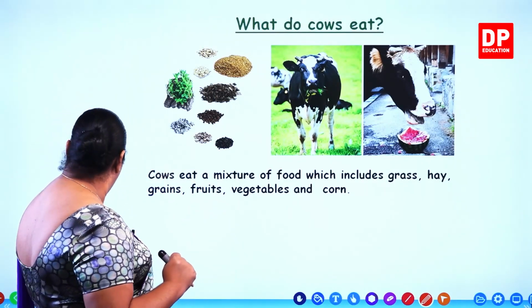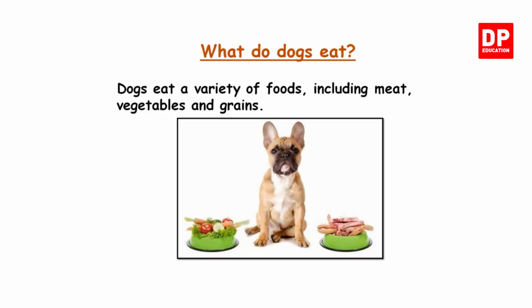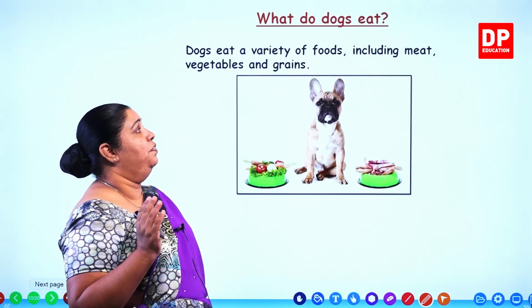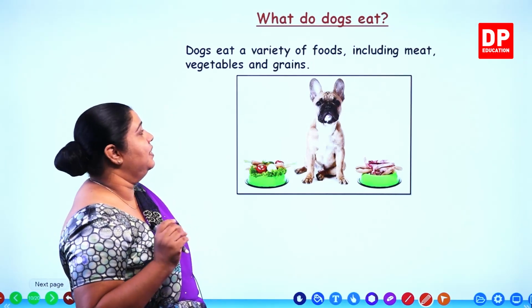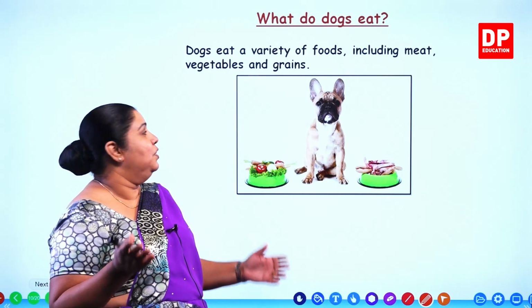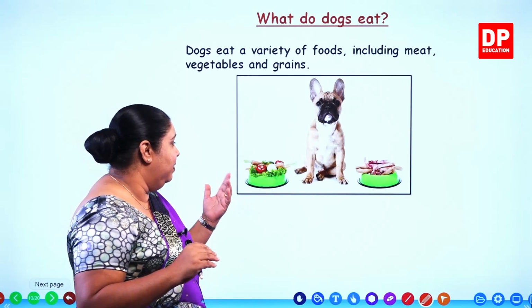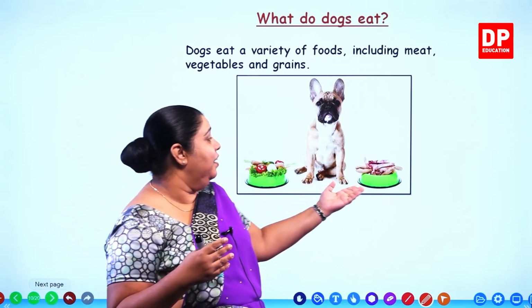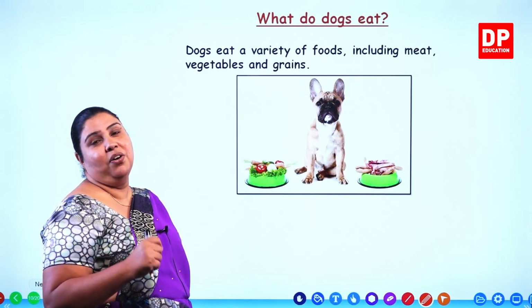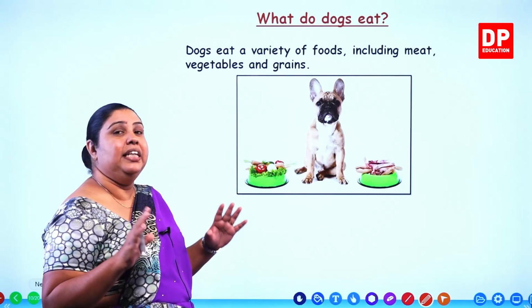So they eat plant-based food. Oh, what do dogs eat? Now we have our dog at home. We have a pet dog, right? So those who have pet dogs know what they eat. Can you see? Dogs eat a variety of foods, including meats, vegetables, and grains. Dogs can eat anything, right? So they eat most of the time vegetables and fruits, as well as fish and meat and other meat items, grains and all that. So dogs almost eat anything.